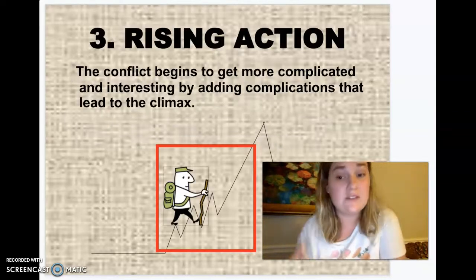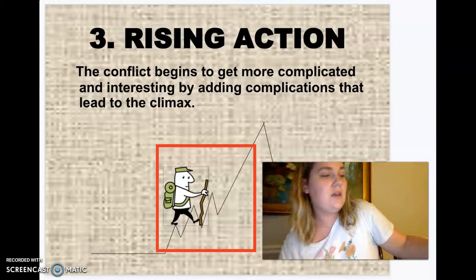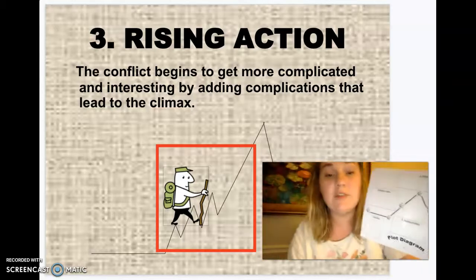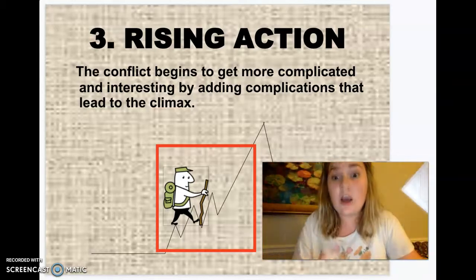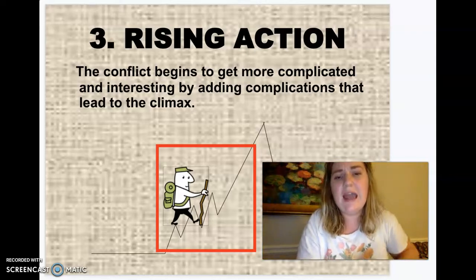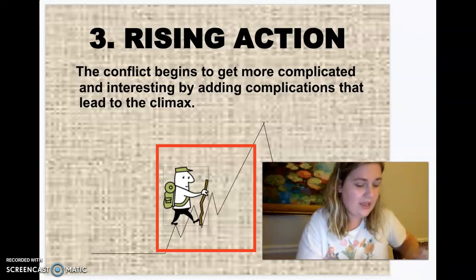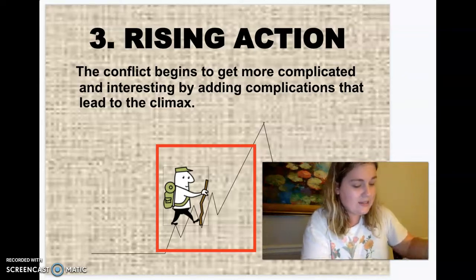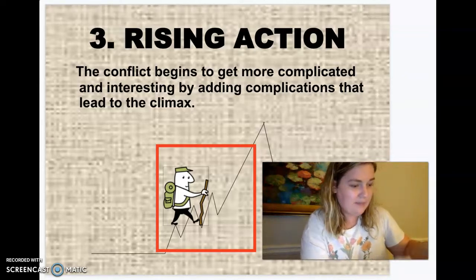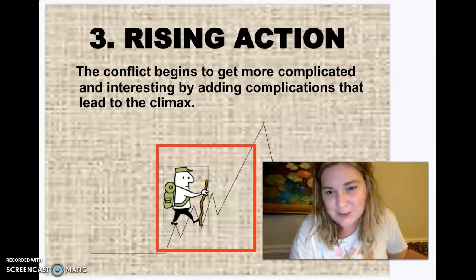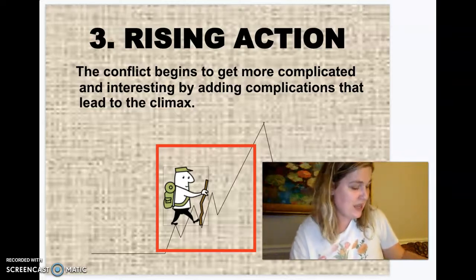Okay, that moves us to our rising action. Rising action right here. The conflict begins to get more complicated and interesting by adding complications that lead to a climax, right? So things that we look at in this story, and I'm not going to read all of the story because I know it's just a little kid's story, so it might not be interesting.